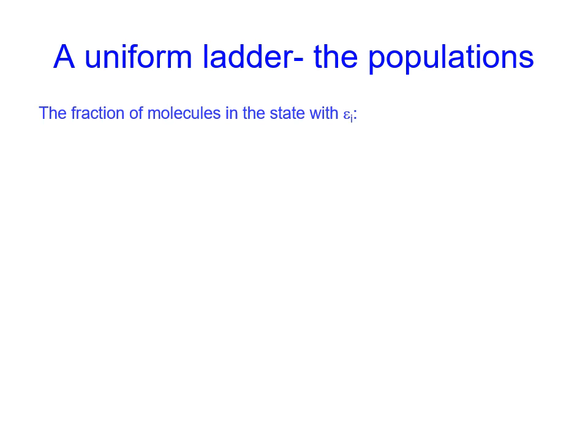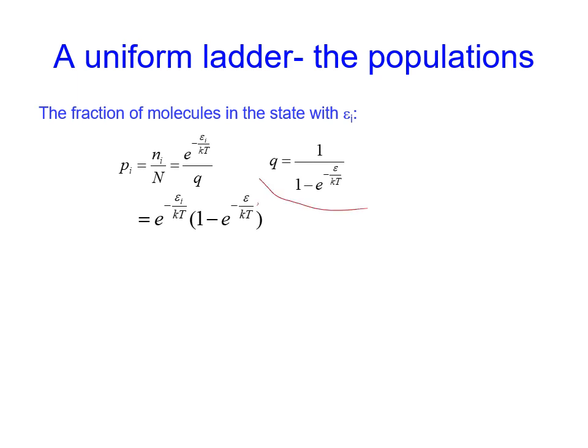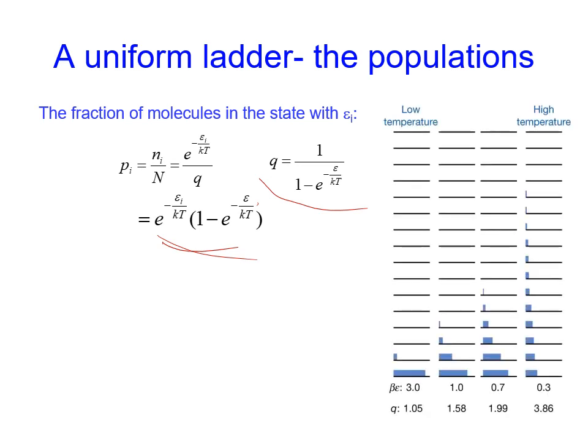With the partition function calculated, now we can calculate the fraction of molecules occupying a certain energy level using the Boltzmann distribution. So here is the equation. Here is the Q we just calculated, plug it in, and we have the fraction of molecules occupying a certain energy level at a certain temperature. And we can plot it against temperature, from low temperature to high temperature.